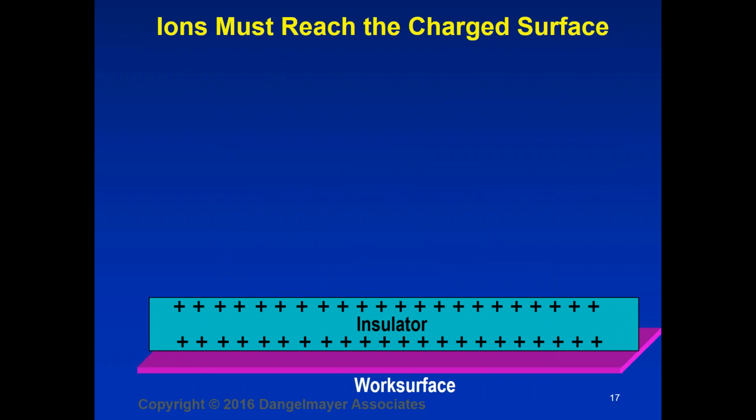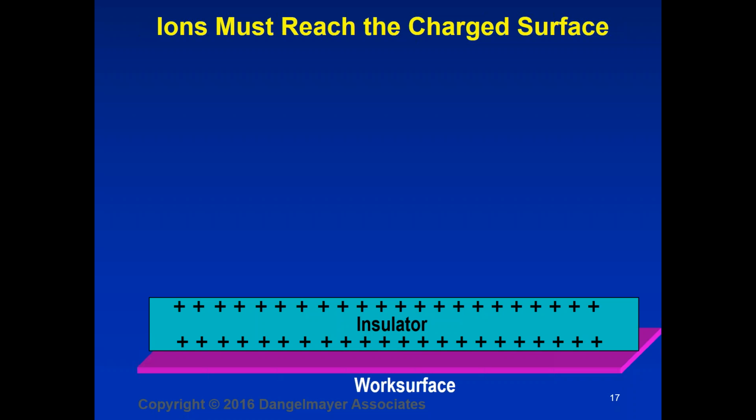Here's a little graphic to talk about the fact that ions must reach the charged surface. You have an insulator here. It's charged on both sides, and you've placed it down on your work surface. Because it's an insulator, even if the work surface is grounded, it's not going to remove the charge from the insulator. It's going to stay there.